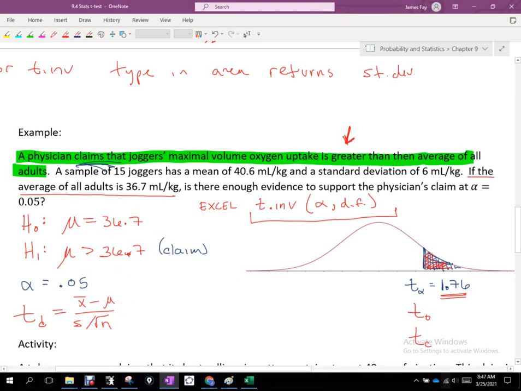So if we run through this z-score here, t-score, x bar is the sample mean. So if we look at that, it's going to be the 40.6. Yeah, sub d, so for data.